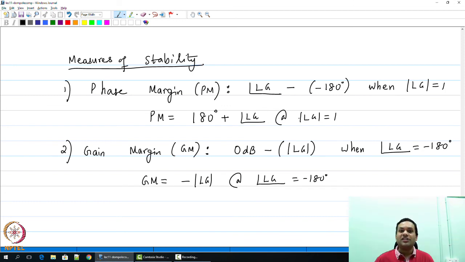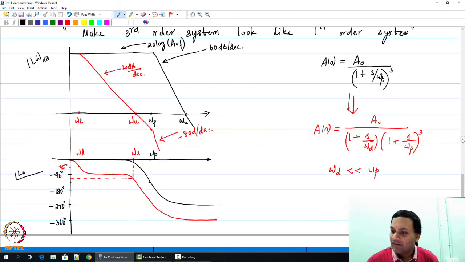So these are two commonly used measures of stability of the system, and you will find that the phase margin is a much more commonly used measure of stability for various reasons. Now let us go back to this particular system that we have seen. We have seen now that addition of this pole omega d makes the system highly stable, and this omega d is called the dominant pole of the system.